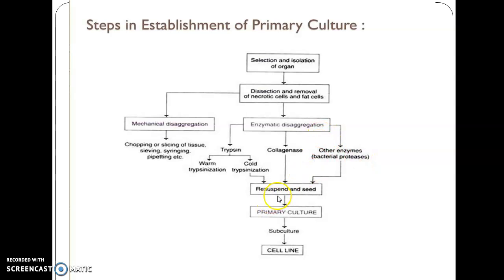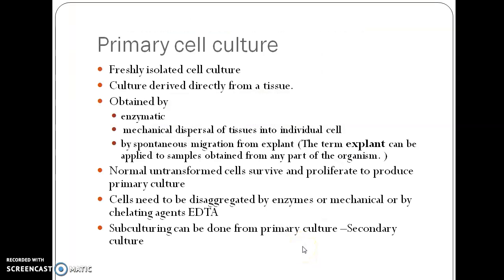Then we resuspend the tissue or cells and make a culture. That culture is called primary culture, and from that primary culture we can subculture it and form a secondary culture. The secondary culture can be of two types: if it is continuously dividing, it is called a cell line. That happens when it contains a cancerous cell.